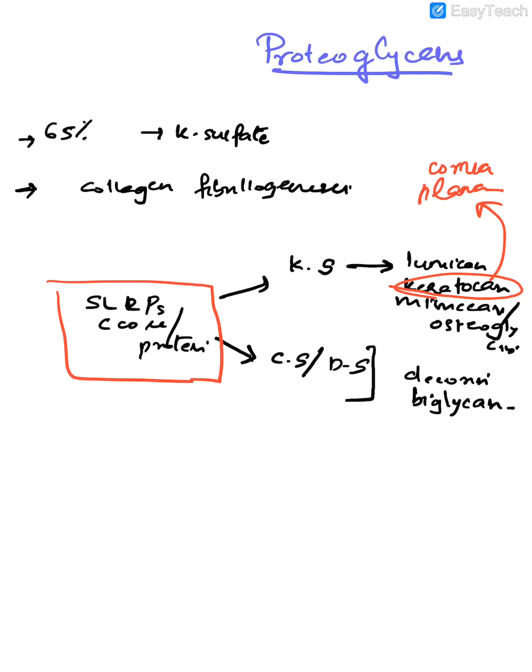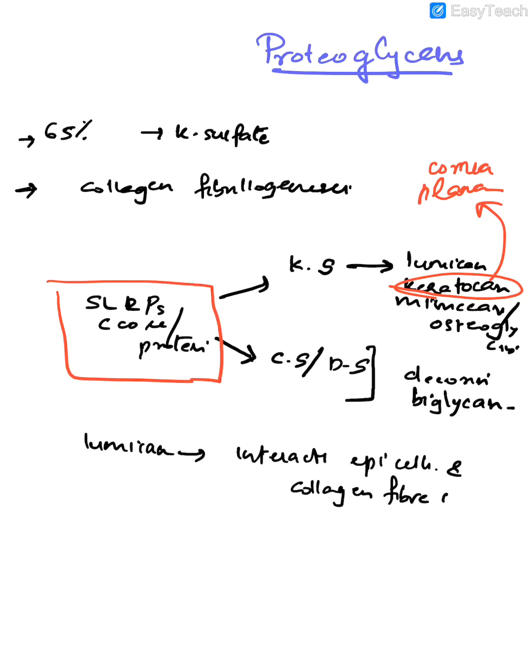Now lumican interacts with the corneal epithelial cells and also helps in organization of collagen fibers. Decorin helps in wound healing.